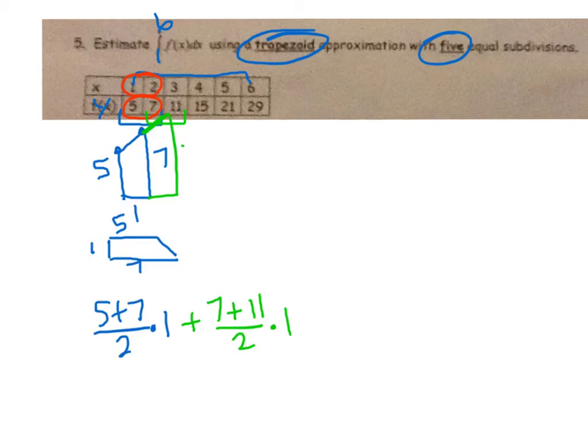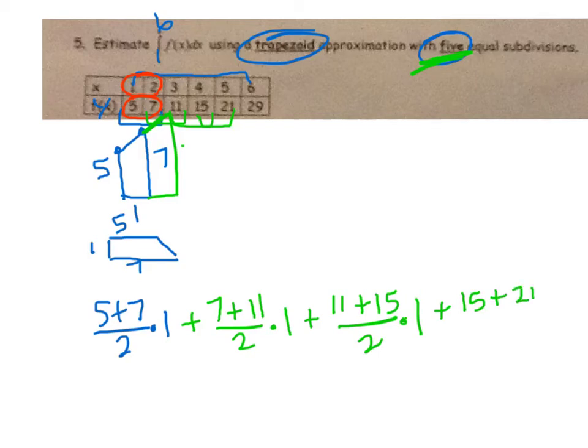All right, so now I have 2 trapezoids. Remember, I need 5. All right, so overlapping again, remember, so then I got 11 plus 15 over 2 times 1, and then some overlapping again, plus 15 plus 21 over 2 times 1, then I got one more because I need 5. 21 plus 29 over 2 times 1.